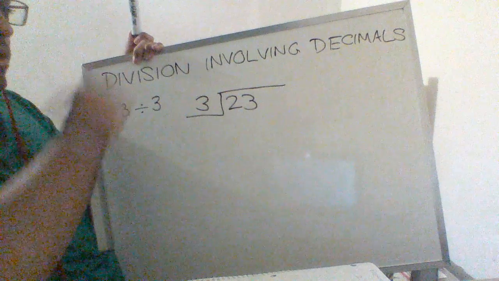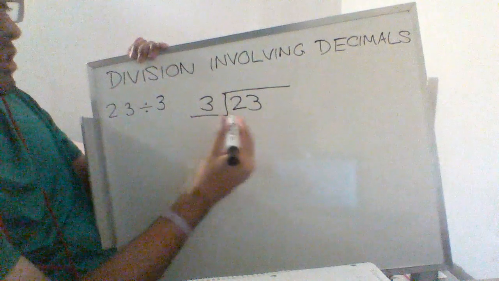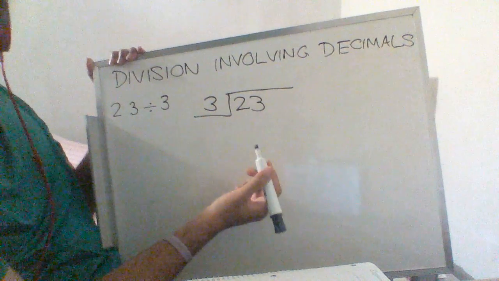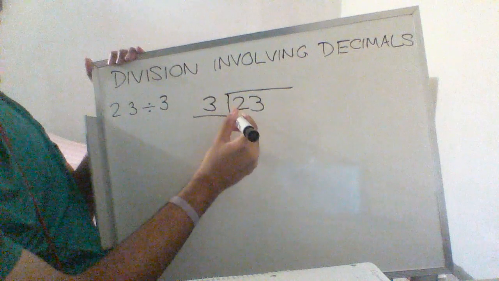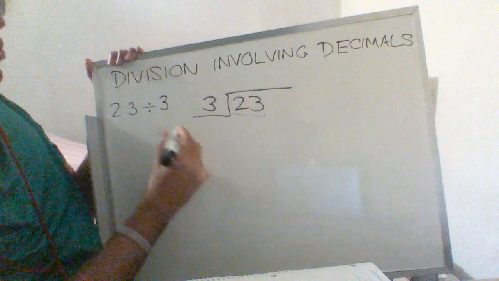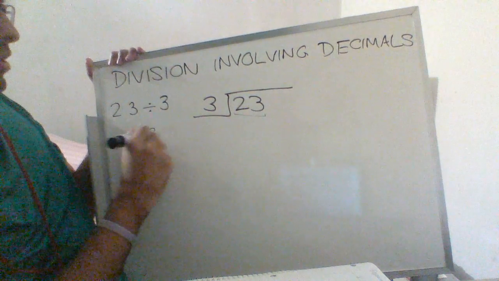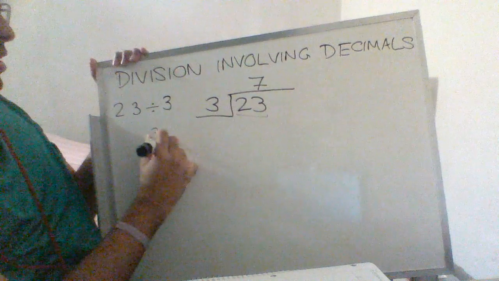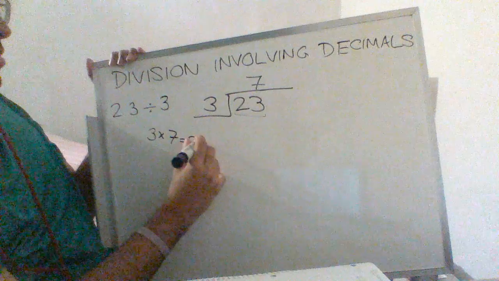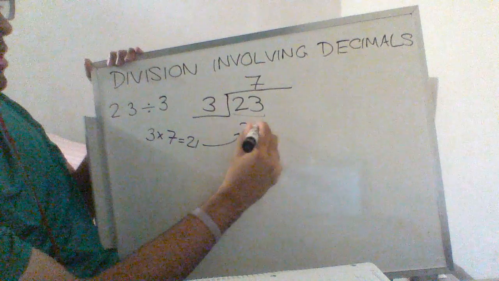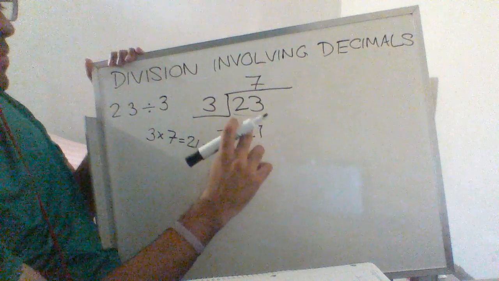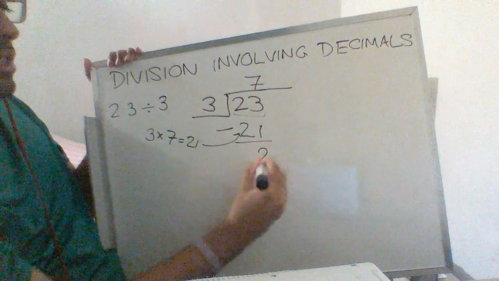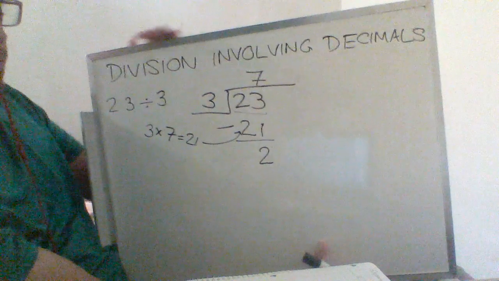So the first question we ask ourselves is, how many times does 3 go into 2? Obviously it doesn't, so we ask ourselves, how many times does 3 go into 23? And so 3 goes into 23 7 times, so we'll put a 7 up top. 3 times 7 is equal to 21, so that'll slot in right here. And then we're going to subtract. 23 minus 21 is going to leave us with 2.